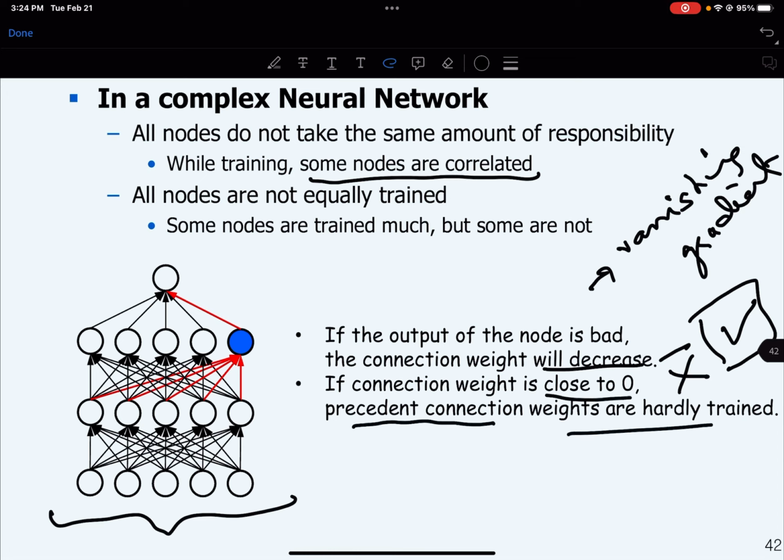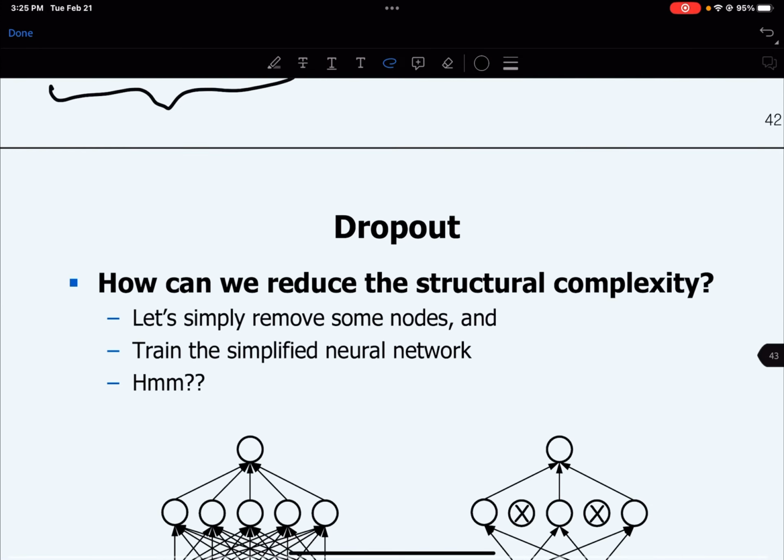So all those nodes that are behind those, for example, this node gives some weight value. So it is taking input from all the previous neurons. So if this weight value is not updated that much, it is assigned a very small value, then in this case, all these nodes that take the input from the previous layer, they will be hardly trained. Network will try to avoid training these links.